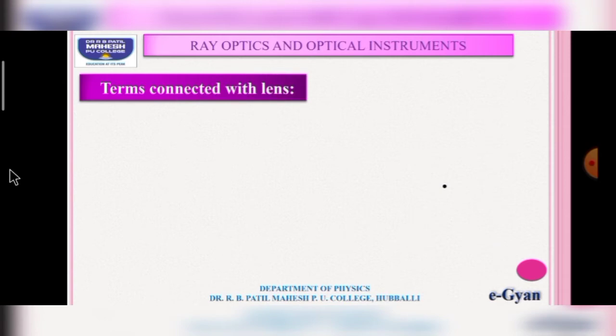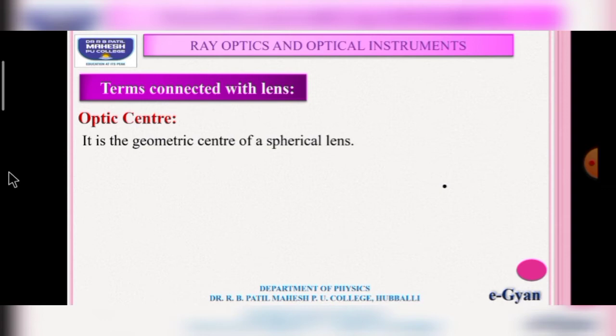Now let us discuss a few terms connected with lenses. First one, optic center. It is the geometric center of a spherical lens. Here we have a lens, and the center of this lens is called the optic center. It is the point on the principal axis inside the lens at the center.